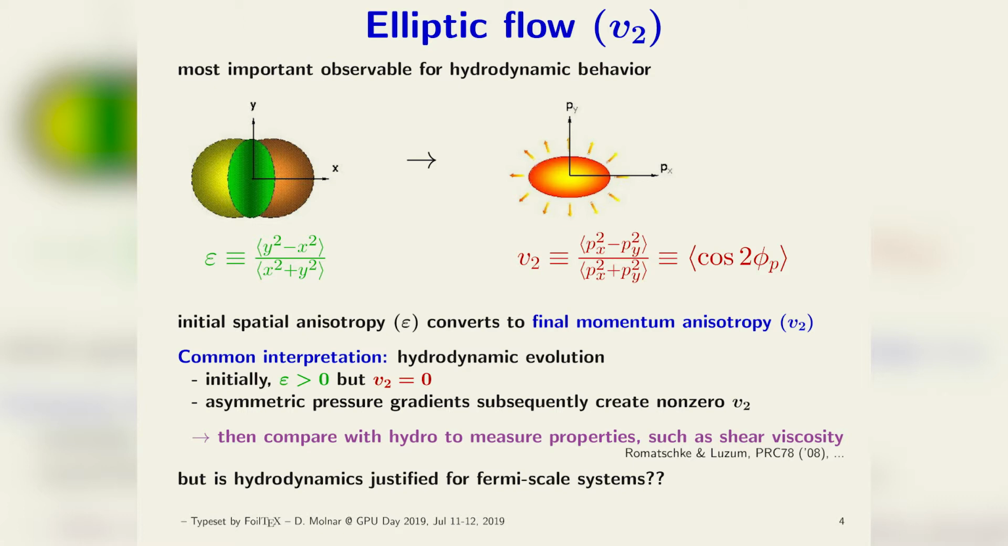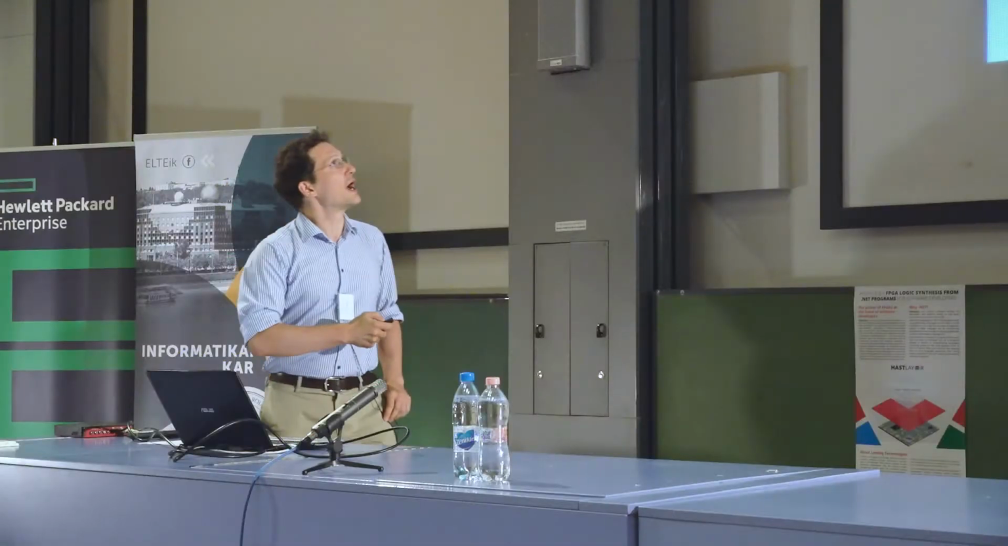In fact, the common interpretation is that this is all through fluid dynamics. Initially, the system has this anisotropic shape in space, but it has no anisotropy in momentum. Its V2 would be 0. But then dynamics continues. There are asymmetric pressure gradients here, and in the end, because there is simply a larger force in the short direction, larger pressure gradients, you have more acceleration, and you end up with such a momentum anisotropy.